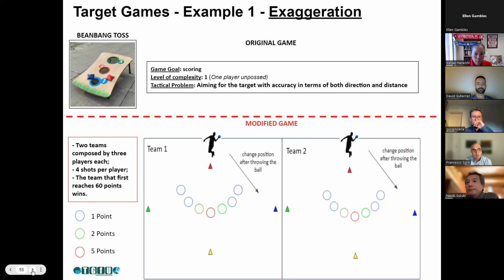In our proposal of modification, we use the exaggeration principles to improve the previously described skills and to make players more involved in the game. In this respect, we propose to use two teams composed of 3 players each. Each player can throw 4 different shots, and the team that first reaches 16 points wins the game.